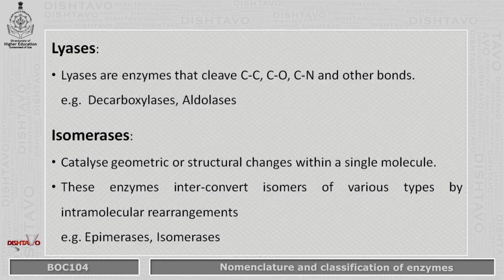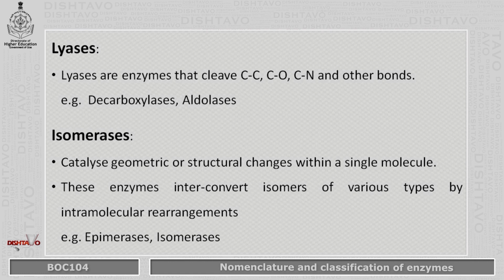Class 4, lyases. Lyases are enzymes that cleave carbon-carbon, carbon-oxygen, carbon-nitrogen and other bonds. Examples include decarboxylases and aldolases. This enzyme differs from other classes because after the reaction is complete, you find two different products at the end of the reaction.